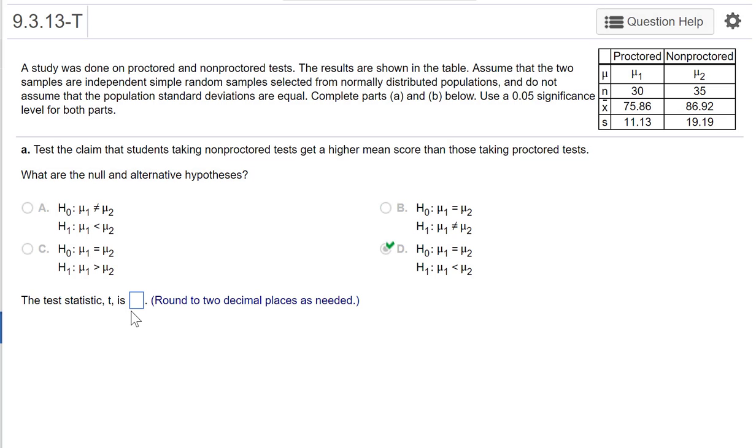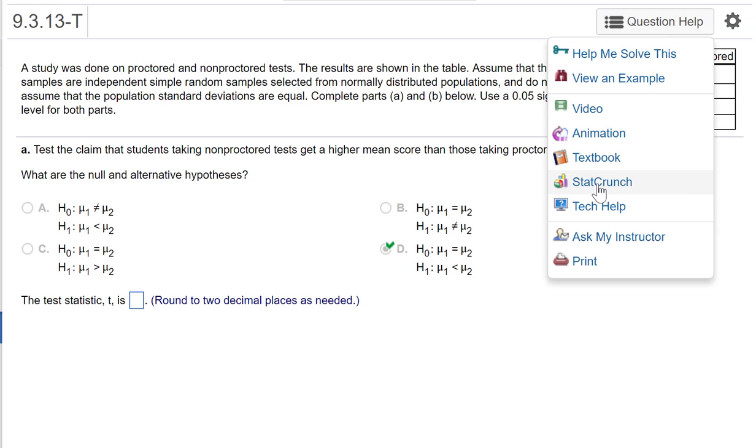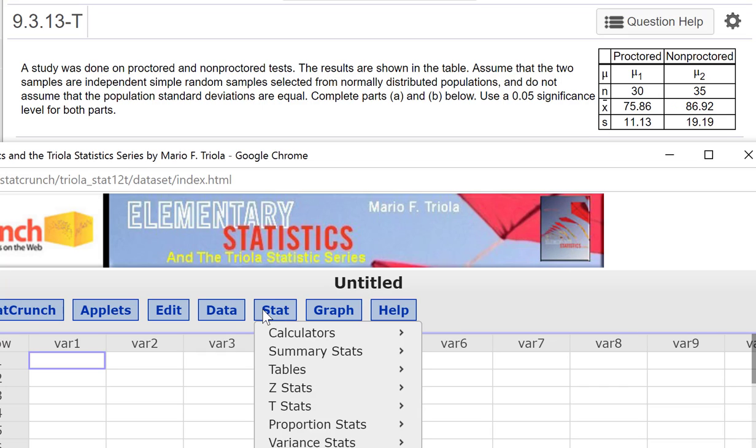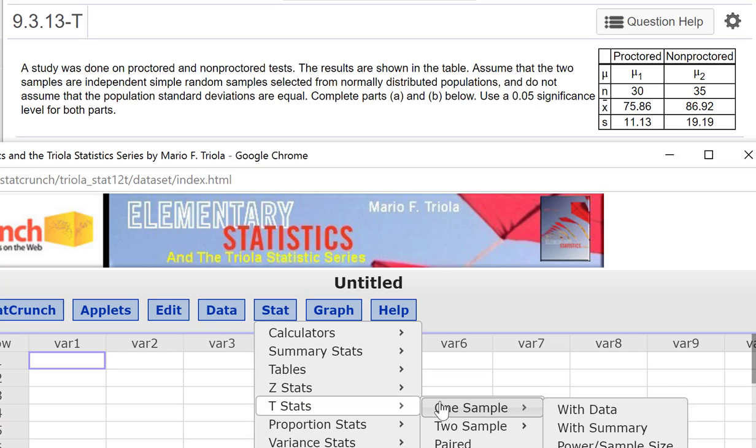Okay, the test statistic t is, now recall, we're only using technology to compute these. If you use the view example, you're going to see a series of steps to go through this with hand calculations. So I'm going to use StatCrunch, and then afterwards I'll use the TI-83. So question help, and go to StatCrunch. Okay, I have two independent means, so I'm going to go to Stat, T Stat. I have two samples with summary. This is summary data here.